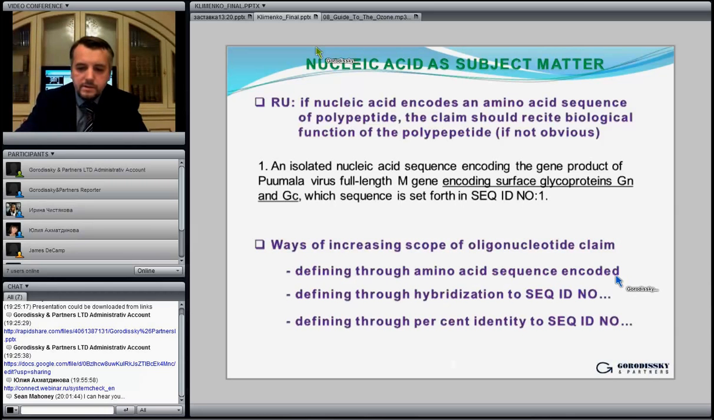And the other two ways of increasing the scope is to mention the fact that your sequence hybridizes under such and such conditions of such and such stringency to some confirmed sequence, or that it has some percent identity to some confirmed sequence.